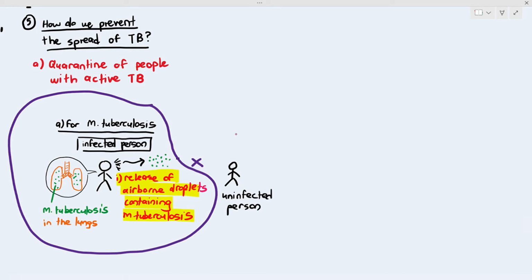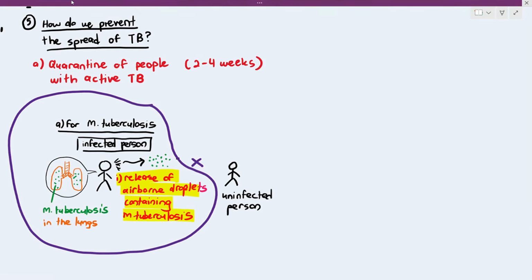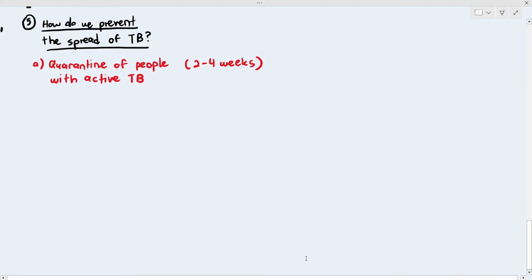People with tuberculosis are most infectious during the first 2 to 4 weeks. So during that first 2 to 4 weeks, people with active TB should be quarantined, especially if they're showing a lot of symptoms. They should be kept separate from their family members or even the general public. And they must also receive treatment during that time.